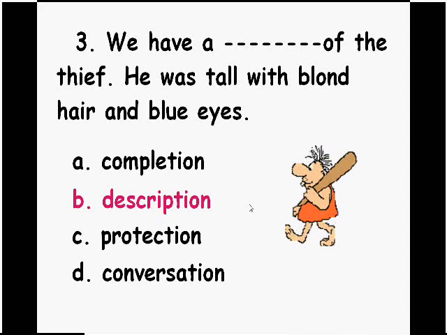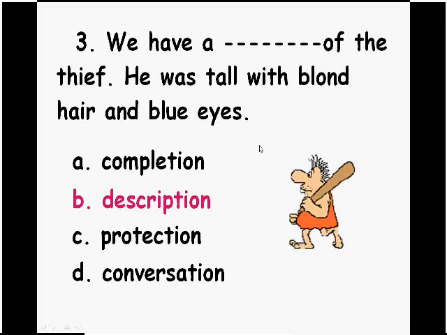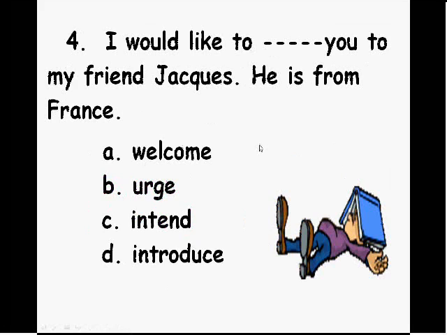Yeah, description, B. So description means I'm giving a detailed description of the person: the eyes, the hair, tall, short, fat, thin, and so on. Okay? Number 4, I would like you to my friend Jack. He is from France. Okay? So A, welcome. B, urge. C, intend. And D, introduce.